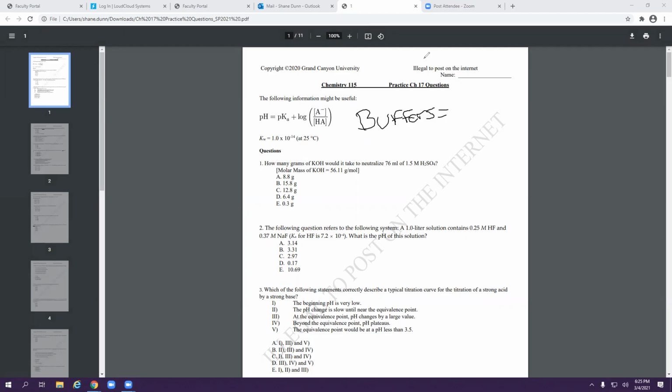Buffers, the main point of buffers is to resist change in pH. So buffers will stop pH changing from occurring, either going up or down. So what's one way we can increase pH? How do you increase something's pH? You add a base. What's some way you can decrease pH? Add an acid.